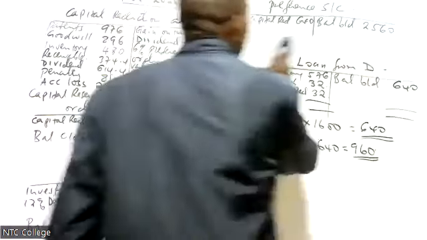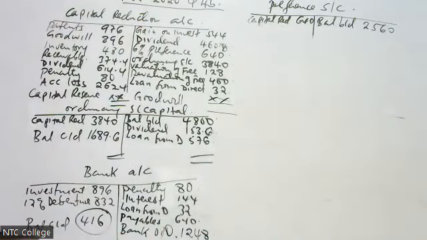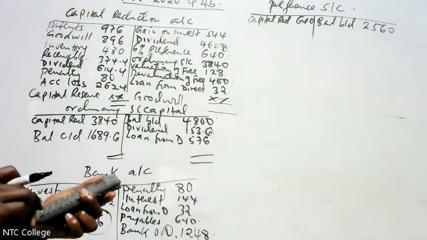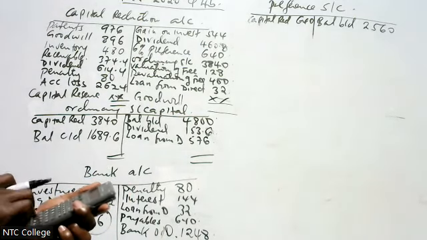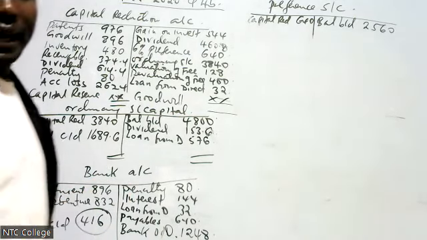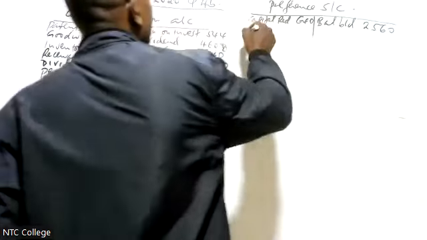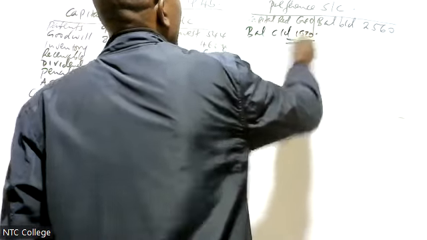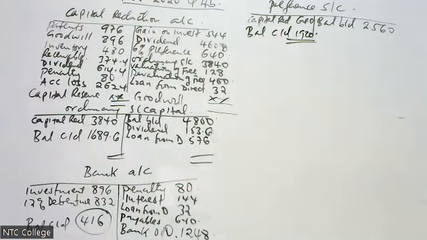Then we have the preference share capital, 1920 balance carried down. That is what we got in our balance sheet. Therefore, we are done with this question.